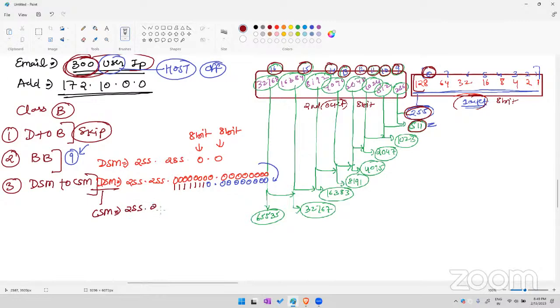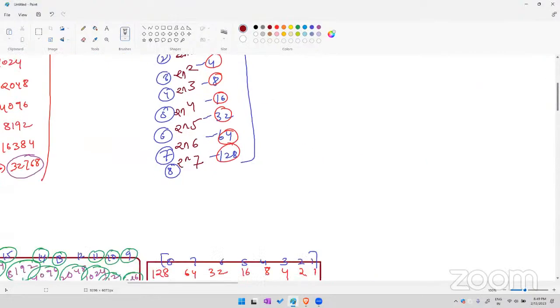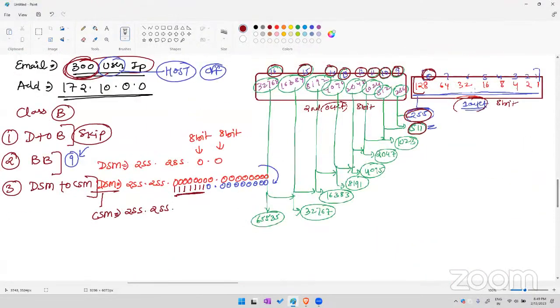First 2 octets are already full, so no need to change. But in the third octet, 7 bits on. 7 bits means you need to add these values: 128, 64, 32, 16, 8, 4, 2. So I think we can get the value 254. But in the fourth octet, are we getting any on bit? No, it's a 0. So CSM is 255, 255 dot 254 dot 0.